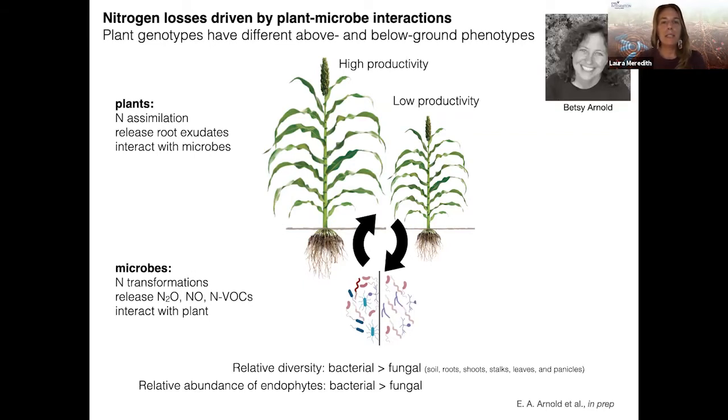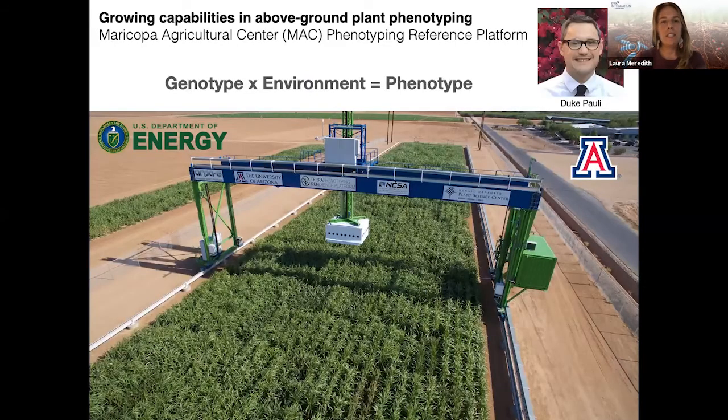Some preliminary data collected by our colleague Betsy Arnold has shown that indeed for sorghum at this site in central Arizona, we do find shifts in the relative diversity of bacteria to fungi and to endophytes between these high and low productivity sorghum lines. And what's really interesting in agroecosystems is that there are really exploding capabilities in terms of phenotyping these plants and evaluating different genotypes, different sorghum lines, and their interactions with the environment and how they produce different phenotypes, which are important for biofuel production.